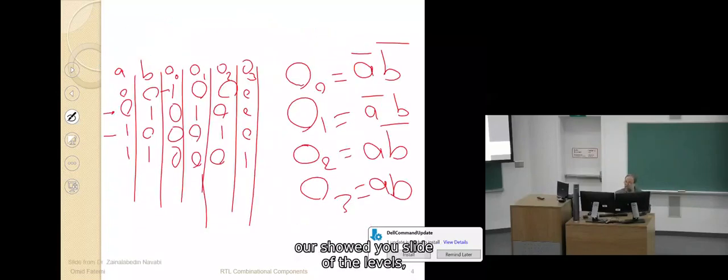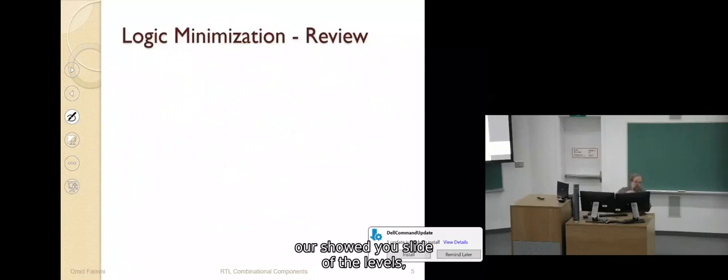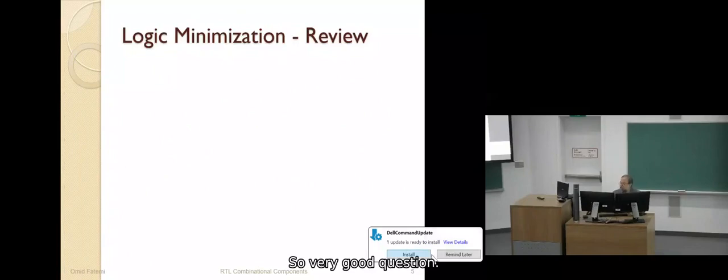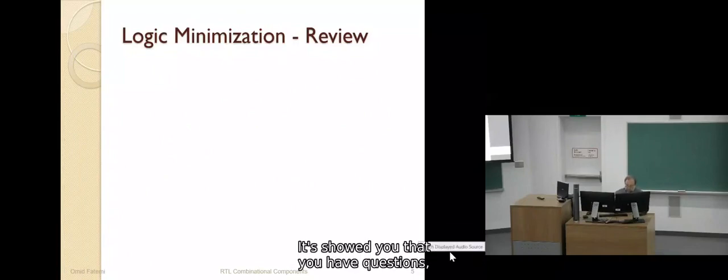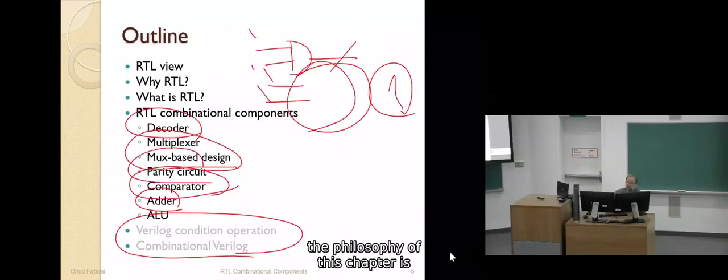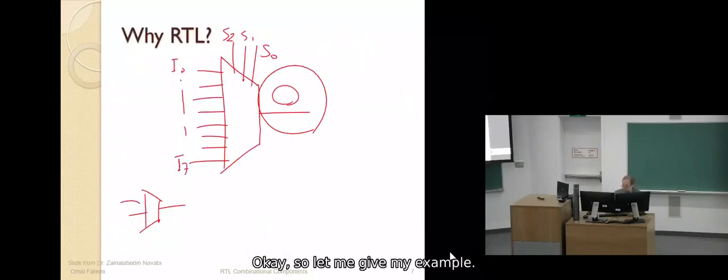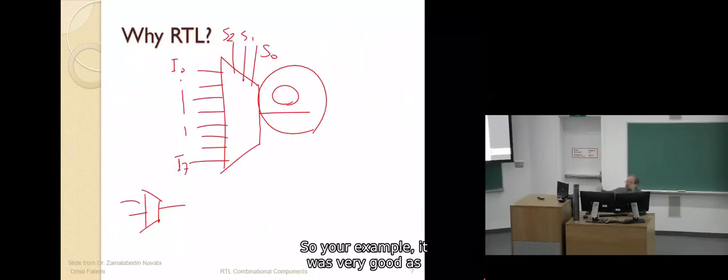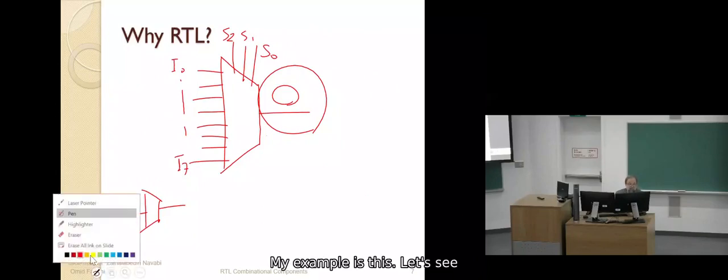I guess at the beginning of our course, I showed you a slide of the levels: transistor level, gate level, RT level, and system level. I will show you again. Okay? So very good. Your question showed that you have questions that need an answer in this chapter. The philosophy of this chapter is to address these questions. Okay. So let me give my example. Your example was very good, an 8-input multiplexer. My example is this.